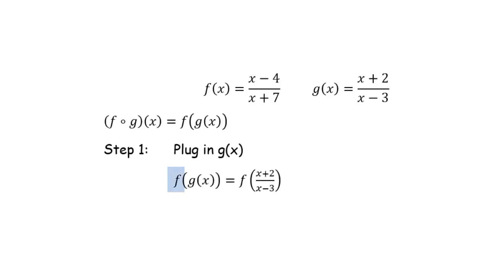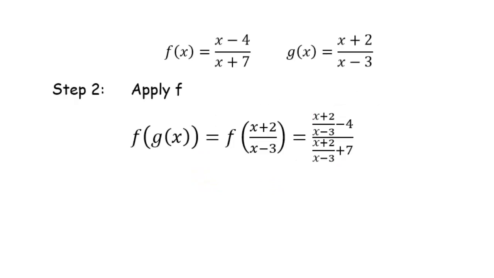So that is step one. Leave f alone, it's on the outside, and on the inside, replace g of x with what it is. G of x is x plus 2 over x minus 3. Step two is to f that. So you're going to take f and apply it to whatever is in the parentheses.